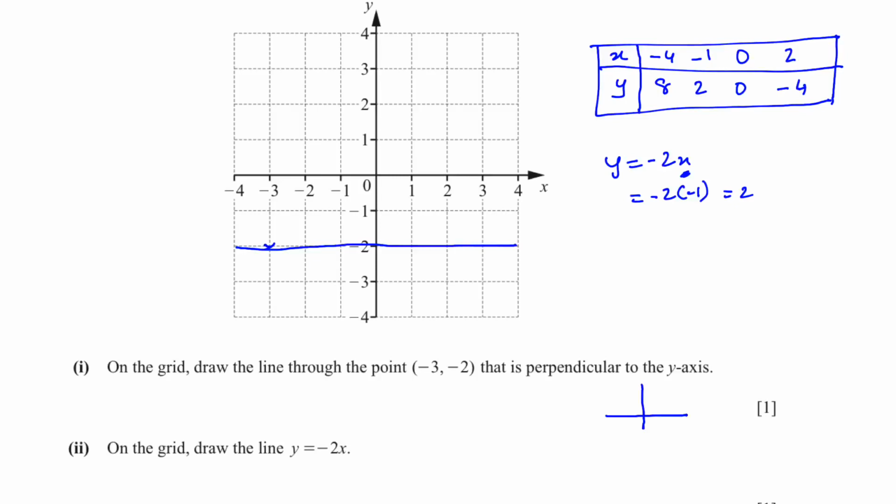So now we'll plot the points. Negative 4, 8 is not in our range, so we will continue with these three numbers we got. When x is negative 1, y is 2. This is 1 point. When x is 0, y is 0. And when x is 2, y is negative 4. So we can join this line here.